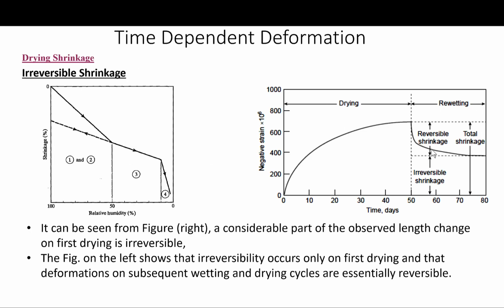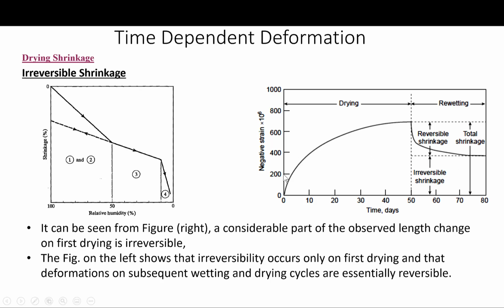So let's talk about the irreversible shrinkage. As can be seen here from the figure to the right, which I talked about a few minutes ago, a considerable part of the observed length change on first drying is irreversible, which is this portion right here, okay? Although the three mechanisms I just described would predict reversible shrinkage, still a portion of the shrinkage is irreversible.